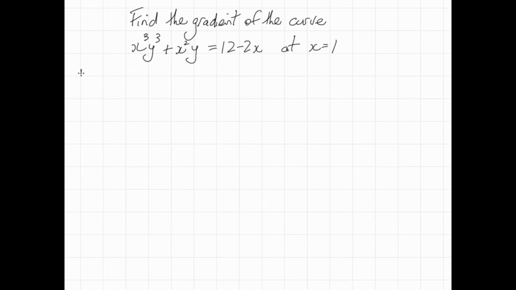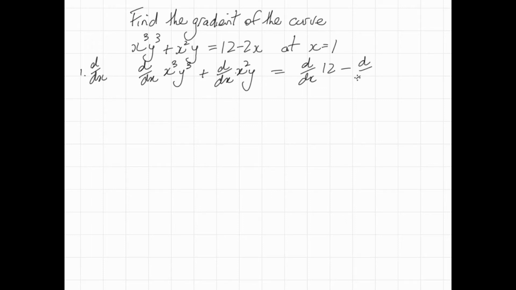Our first step is to differentiate with respect to x over each term. So we go d/dx of x cubed y cubed plus d/dx of x squared y equals d/dx of 12 minus d/dx of 2x. So that was our first step. And then we've got to evaluate each of these.